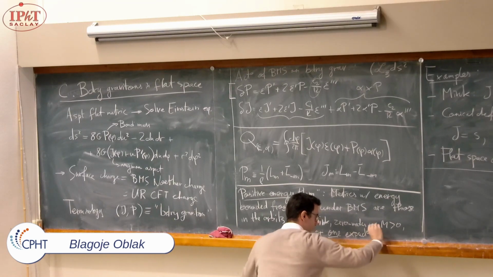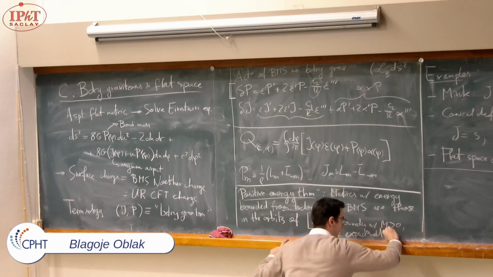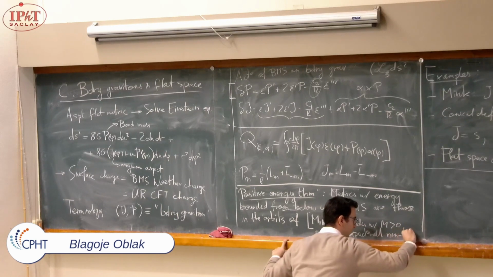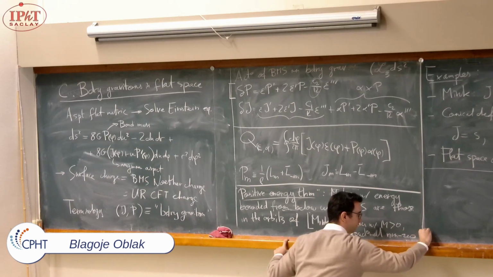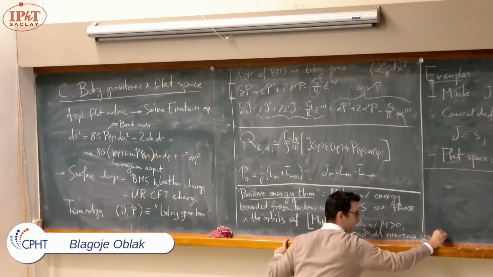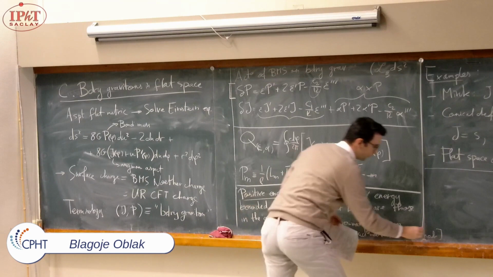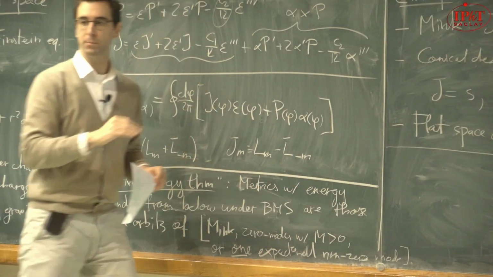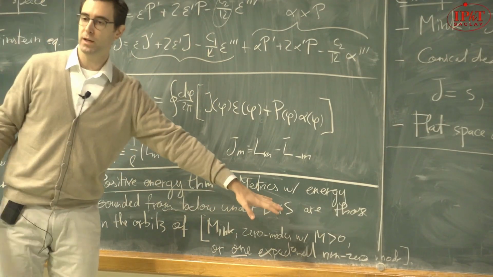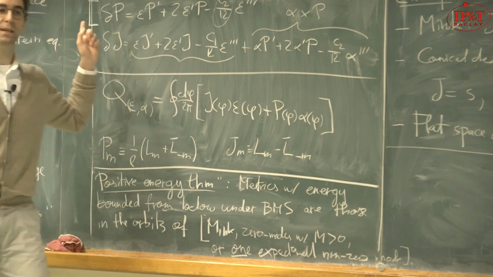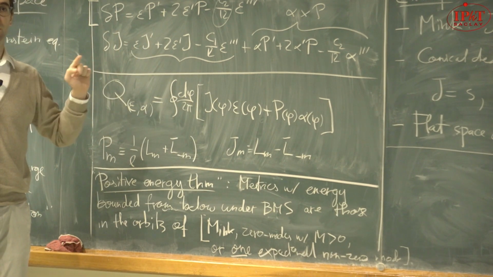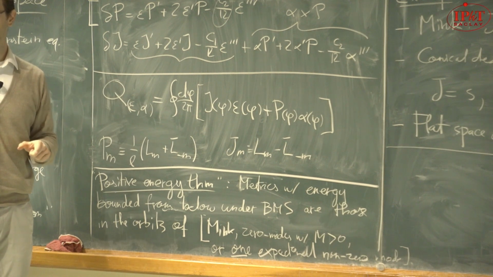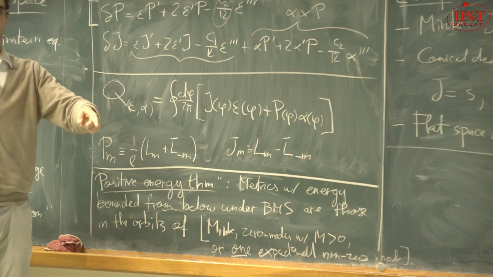Can you actually read what I'm writing here? Exceptional non-zero mode. When I say non-zero mode, what I mean is a metric for which the functions p and j, well, typically p in this case. So here we only care about the p piece. When I say non-zero mode, I mean a metric whose function p is not a constant. And actually, you cannot turn it into a constant by acting with superboosts. There exists no superboost that would turn this into a constant.